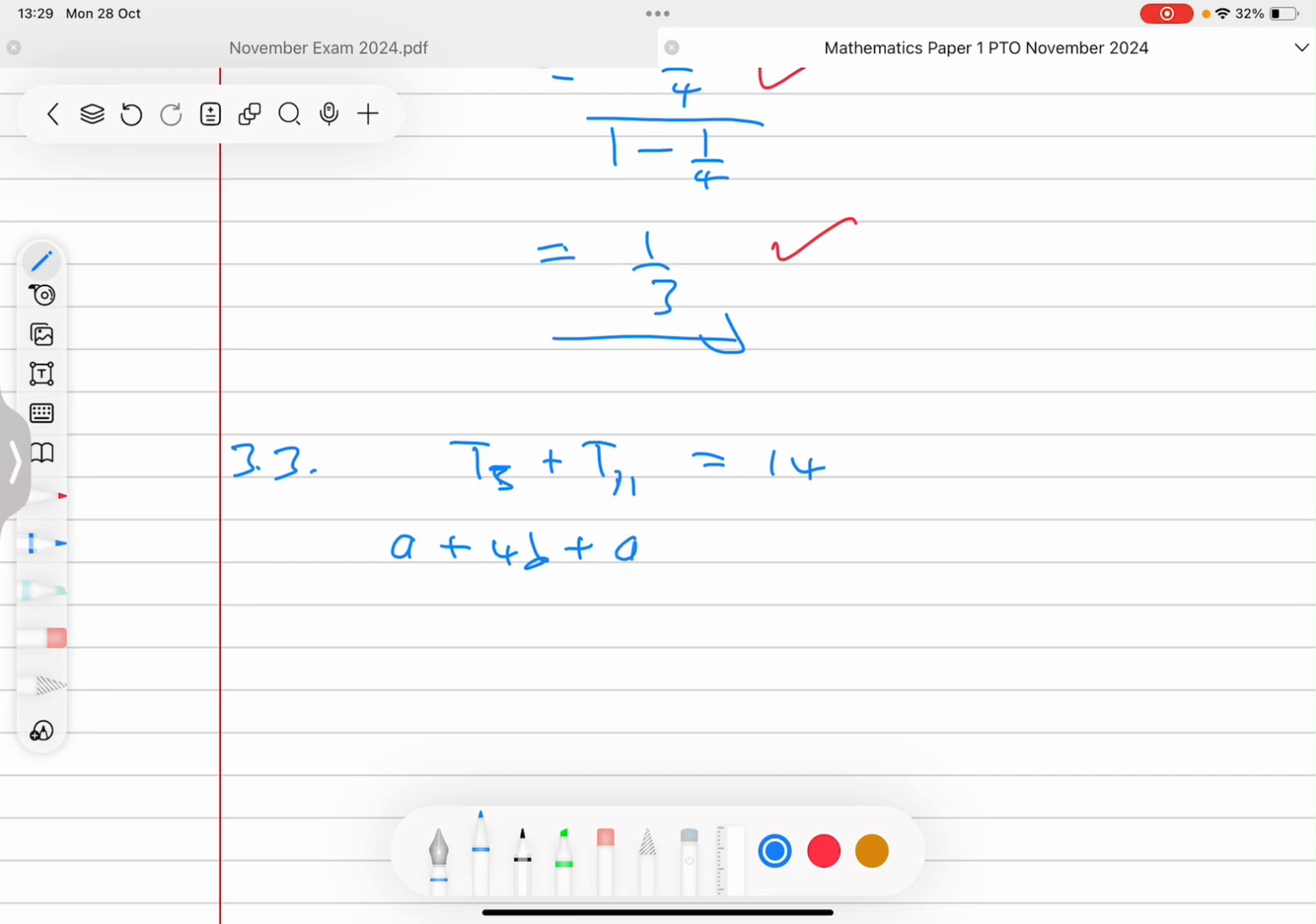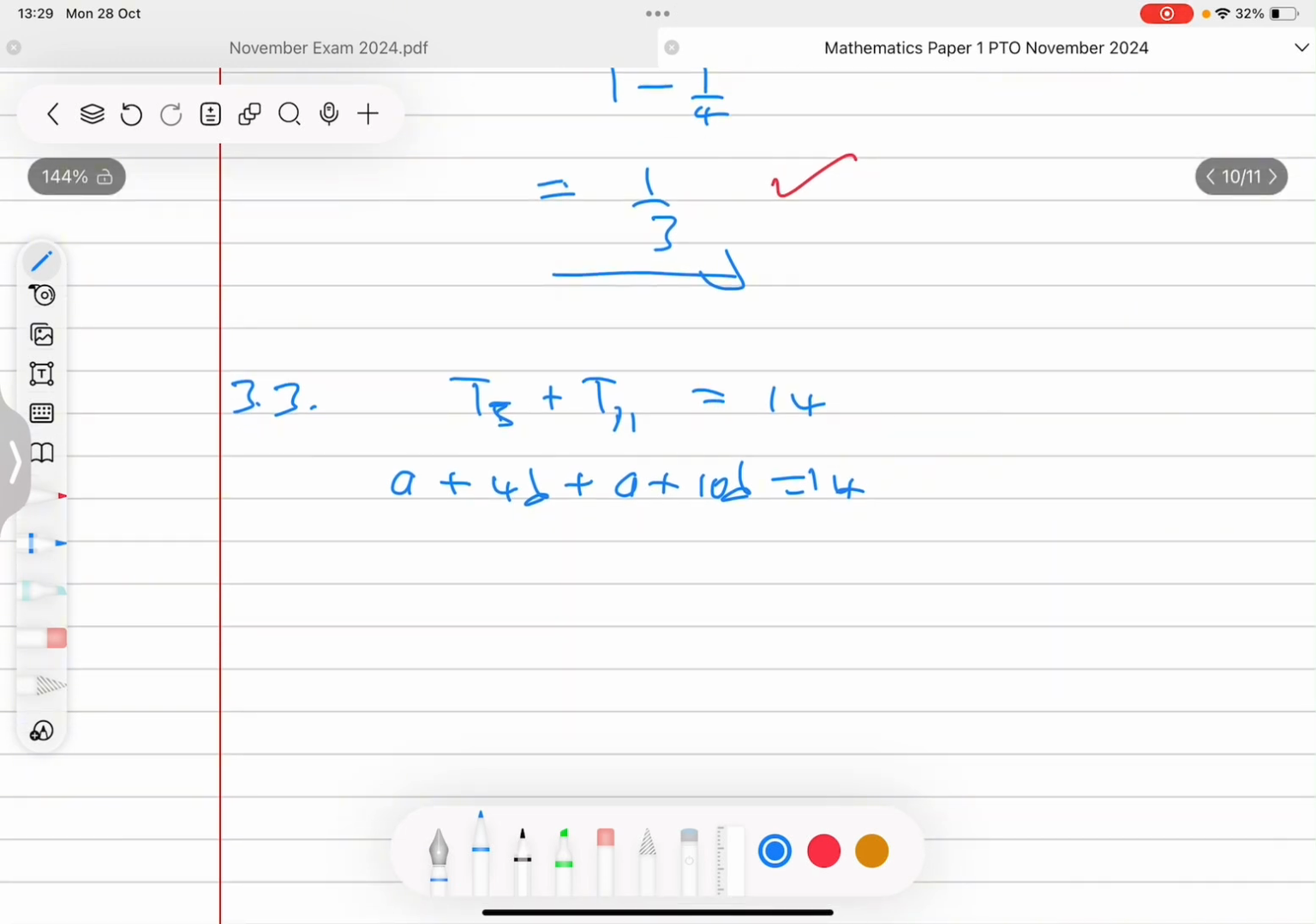Now the 11th term is given by a plus 10d. If you want the 11th term, you say a plus 10d, and we're saying this is equal to 14. To simplify, the A plus the A gives me 2A, and the 4D plus the 10D is 14D. That's 14D equals 14. I'll call this equation 1.